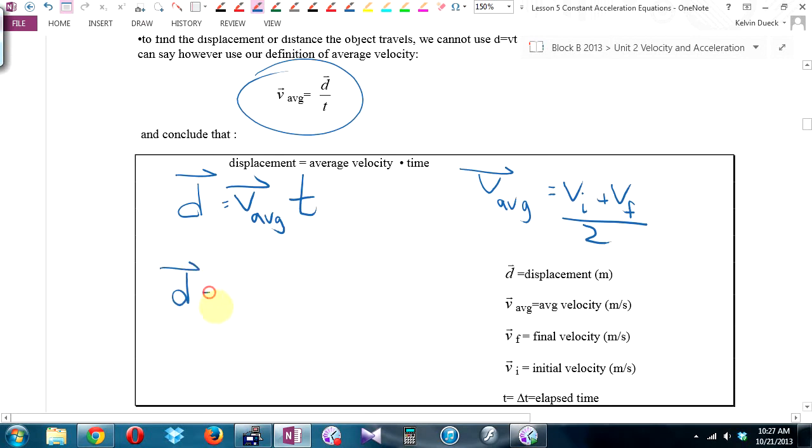Displacement is... that's equation number 2. Could you get your yellow formula sheet out, please?